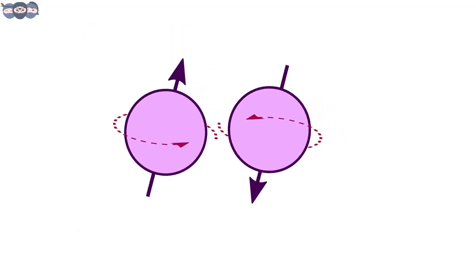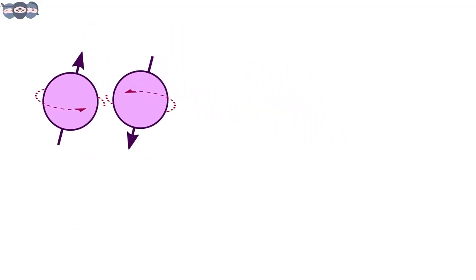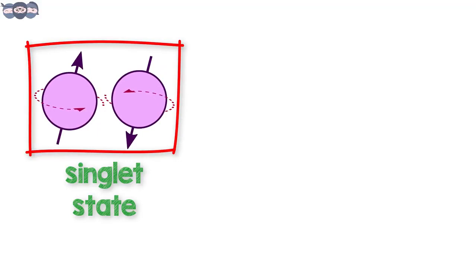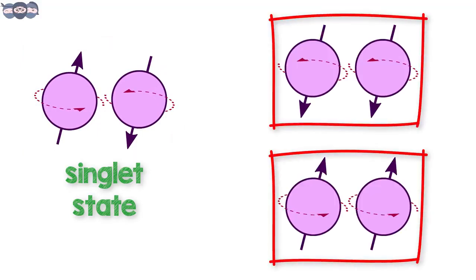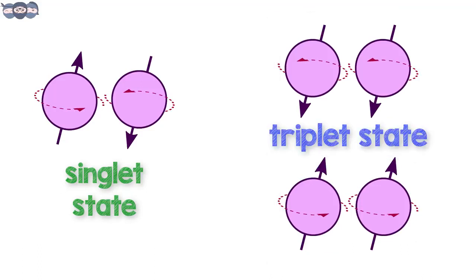When the electrons are paired with electrons having opposite spins, they are said to be in a singlet state. However, certain times arise when both the paired electrons have the same spin associated with them. Such a state is called a triplet state.